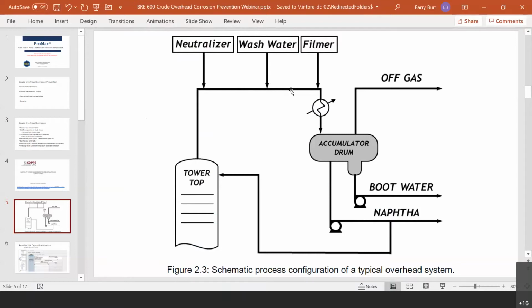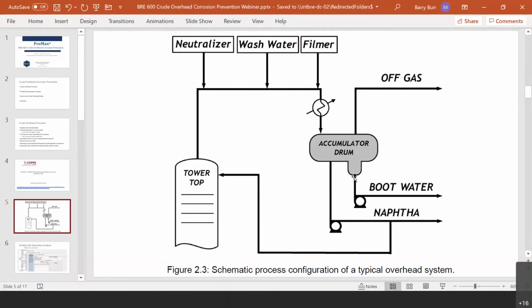And then after that, we want to condense all this material. And we want to find out, number one, what is the pH of the first aqueous liquid droplet that forms? That's a very useful piece of information for us. And then also we want to know what is the pH of the liquid in the boot.